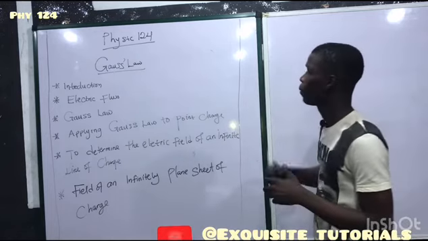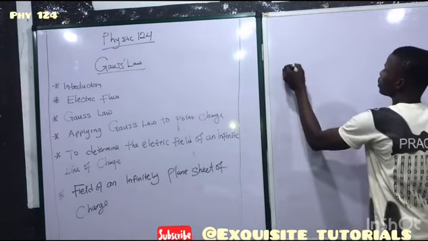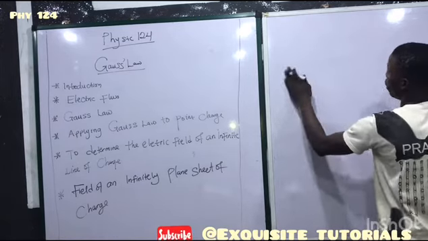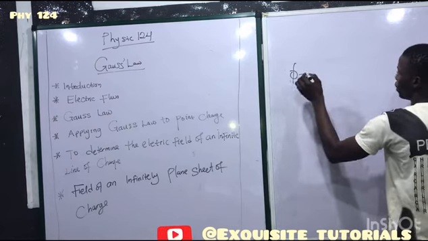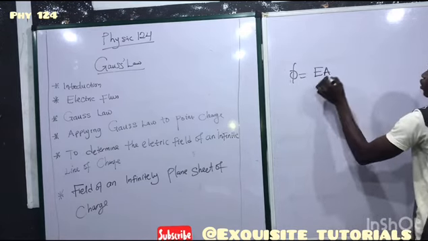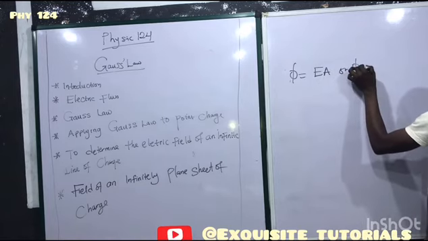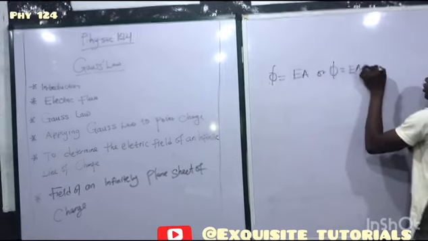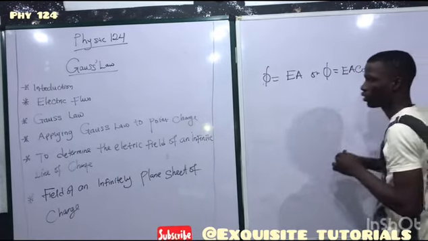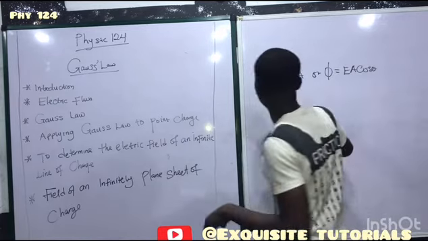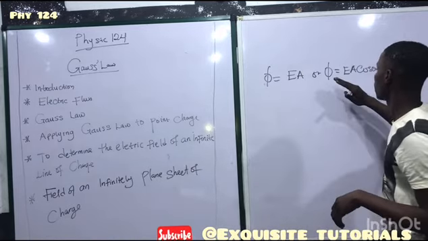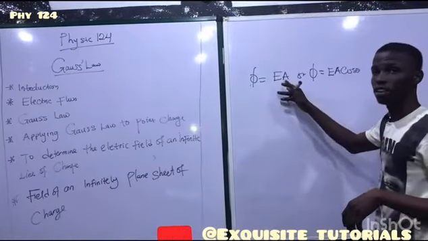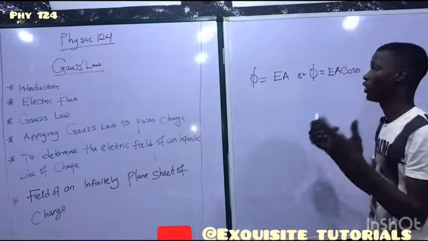Then Gauss's Law goes with this general formula. Normally our electric flux is represented mathematically by this: our electric flux is equal to the electric field intensity times the area of the plate or whatever you are considering.